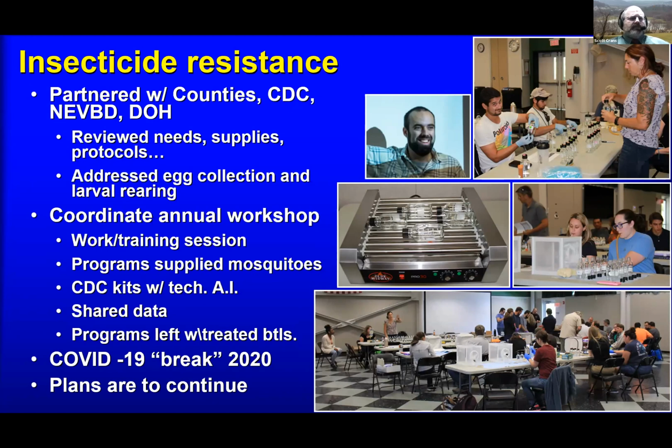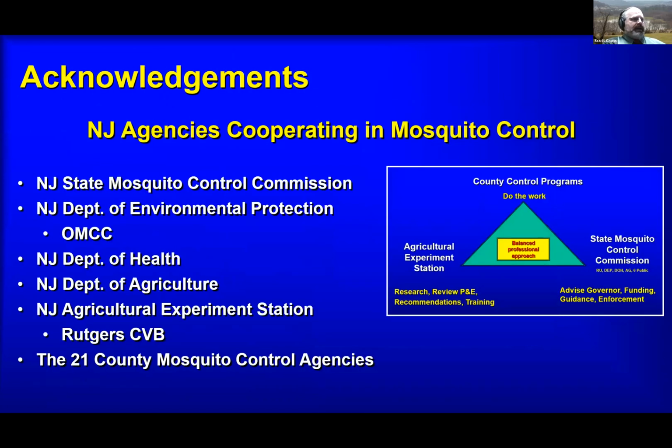If counties didn't have mosquitoes available, during the workshop on that specific day, they left with treated bottles to use on their own. We did have a 2020 COVID-19 break, unfortunately, but we do have plans to continue these services. And again, the overarching goal there is to extend the life of these public health pesticides. And I think with that, I'd like to acknowledge all the cooperating agencies in mosquito control in New Jersey and leave a little bit of time for questions and or to move on if that's what we need to do.